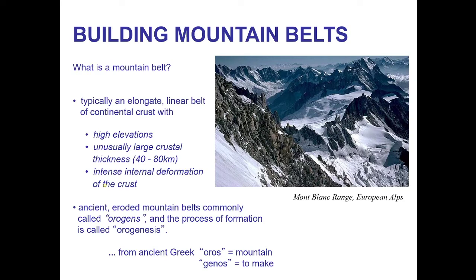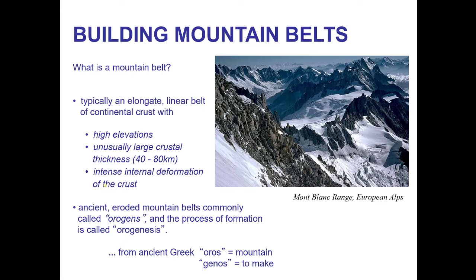So the idea is a mountain belt. Here's a beautiful picture from Mont Blanc up in the European Alps, and you'll notice some amazing features there. Glaciers are forming, and notice how there's a lot of snow up there. Great place to go skiing.